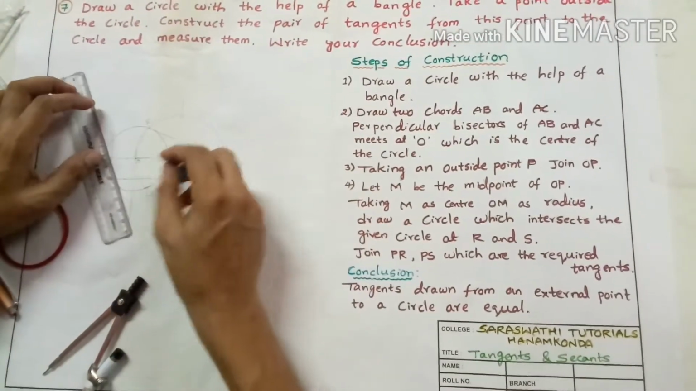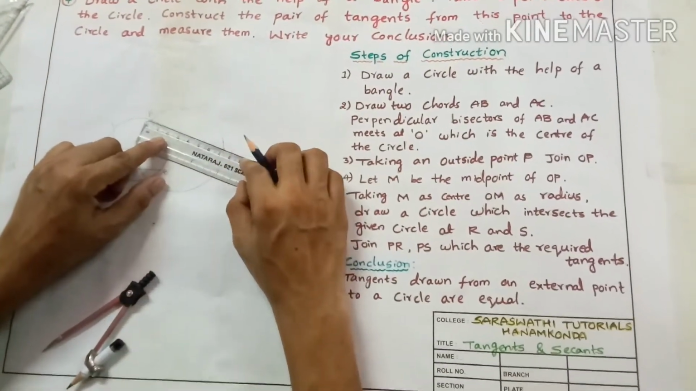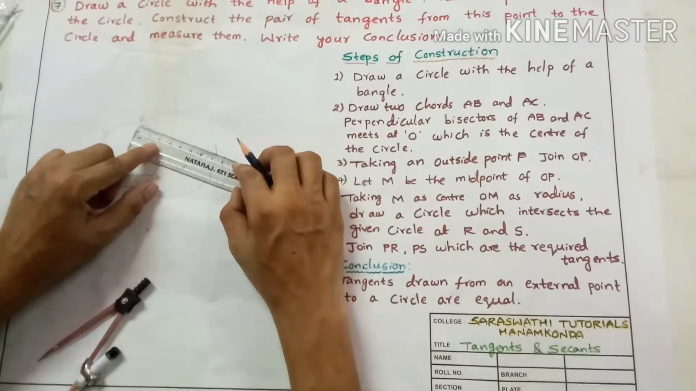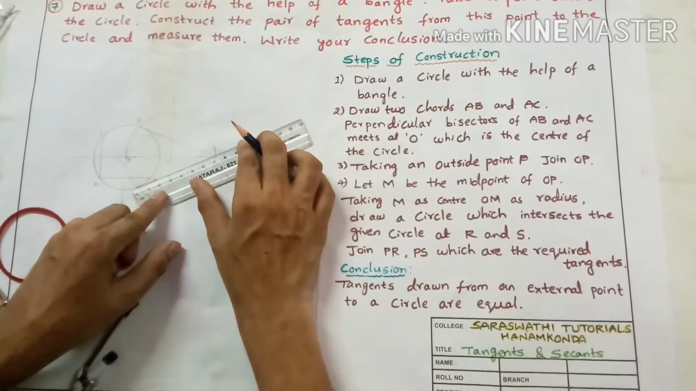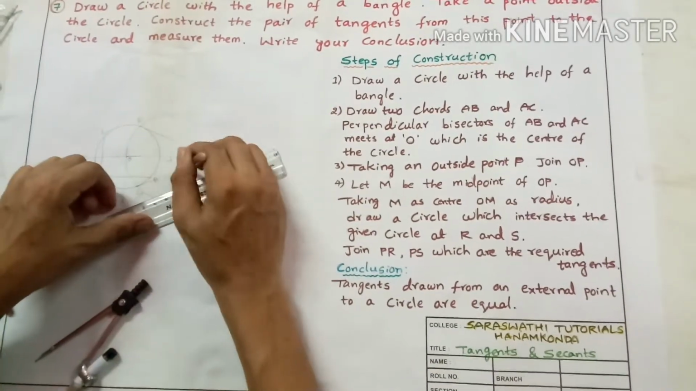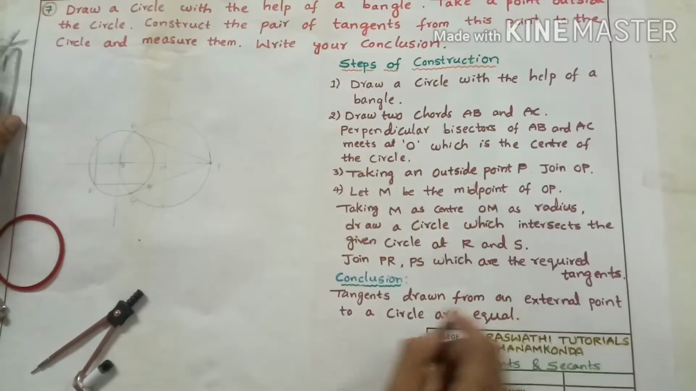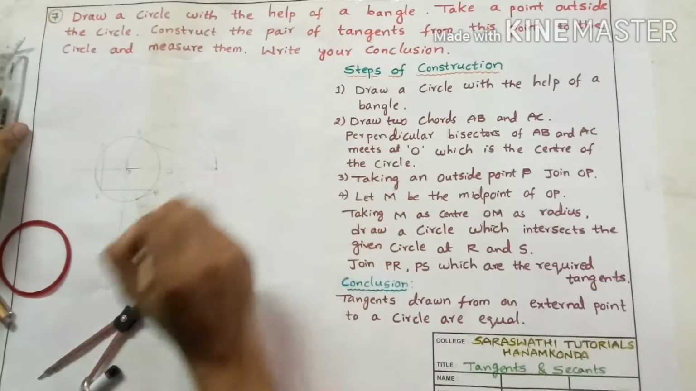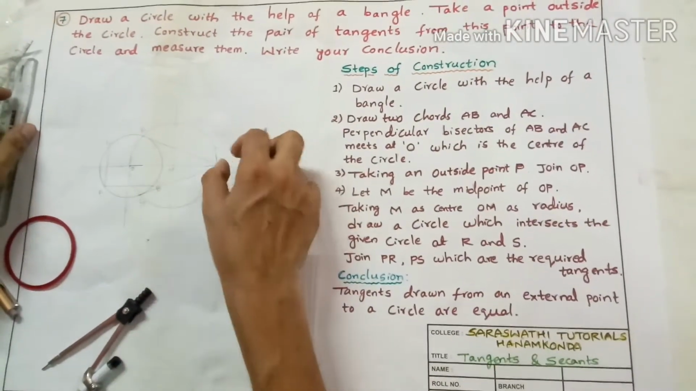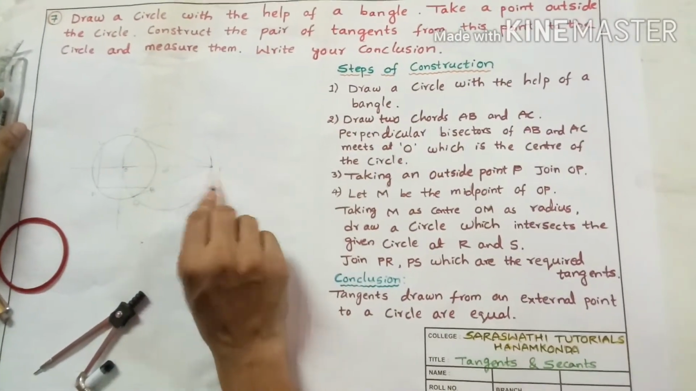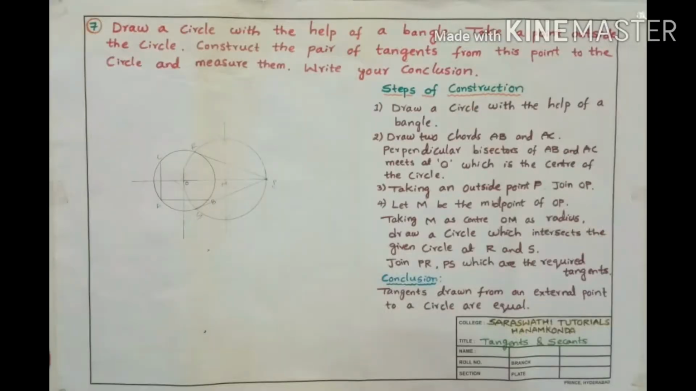Next, measure the lengths of PR and PS. If we measure PR, we get 7.1. Similarly, if we measure PS also, we get the same 7.1. That means both the tangents are equal. So the conclusion: tangents drawn from an external point to a circle are equal. P is the external point, and PR and PS are the two tangents drawn from the external point P. These two tangents are equal. So this is the answer.